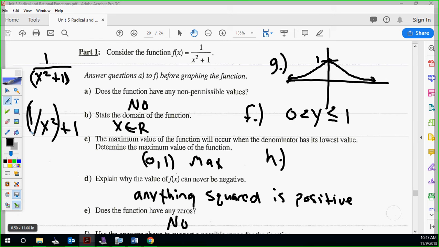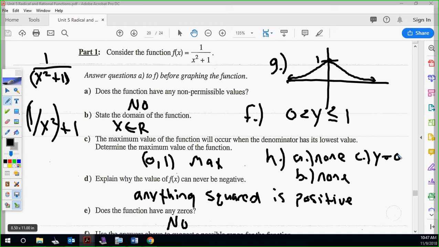Vertical asymptote, none. So part A, there's none. Is there a point of discontinuity? No. And is there a horizontal asymptote? Yes. Y equals 0. Because the bottom's growing faster than the top. Okay, and that's all for that graph there.